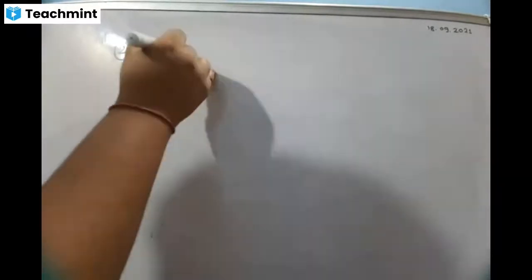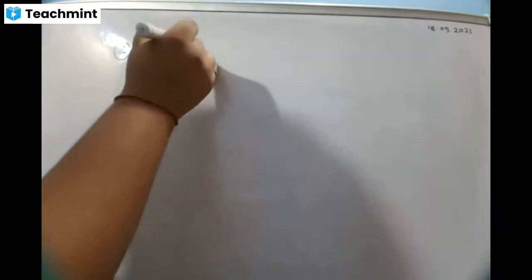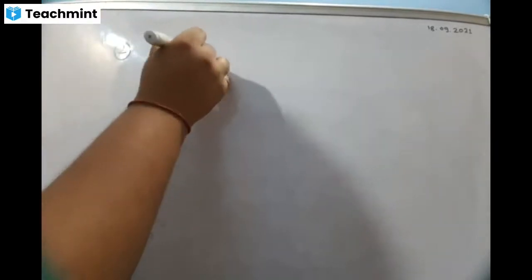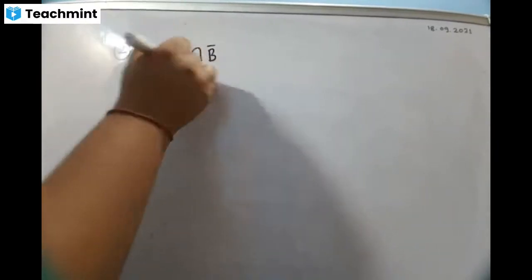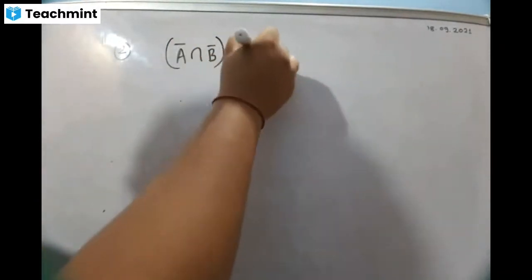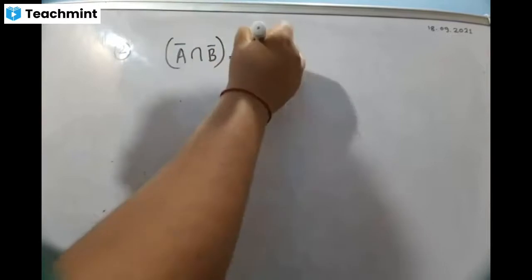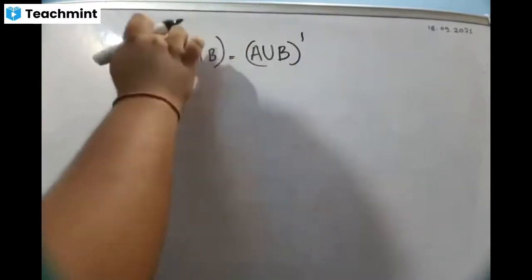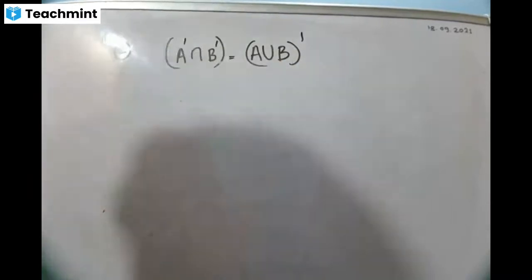What are these called? These are called De Morgan's law. De Morgan's law, this was there in sets also. So look at the board. De Morgan's theorem says A complement (you can write dash or bar also, the choice is yours) intersection B complement is equal to A, intersection will change into union, (A union B) complement, if you want to use complement. So this is called De Morgan's law.